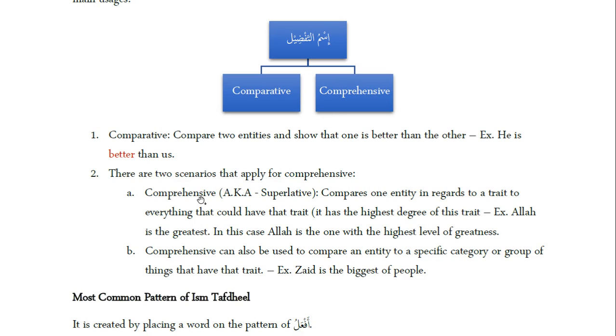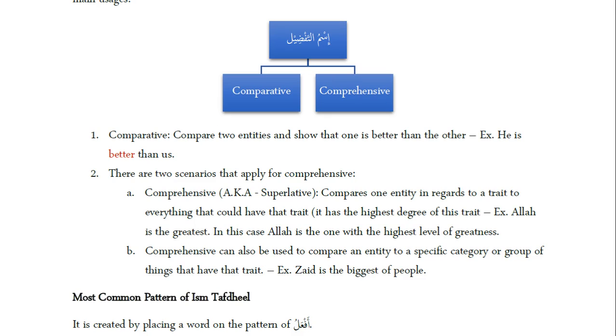So comprehensive, which can also be known as superlative, compares one entity in regards to a particular trait to everything that could have that trait. It is the highest degree of this trait. And the classic example of this is Allah is the greatest, right? Allahu Akbar. Allah is the greatest compared to anything that could have even an amount of greatness in it, right?